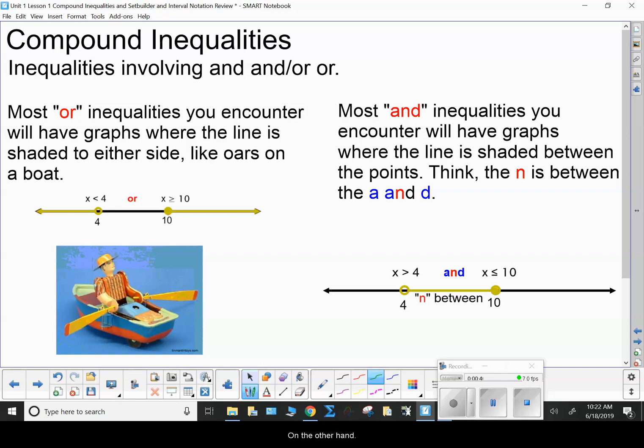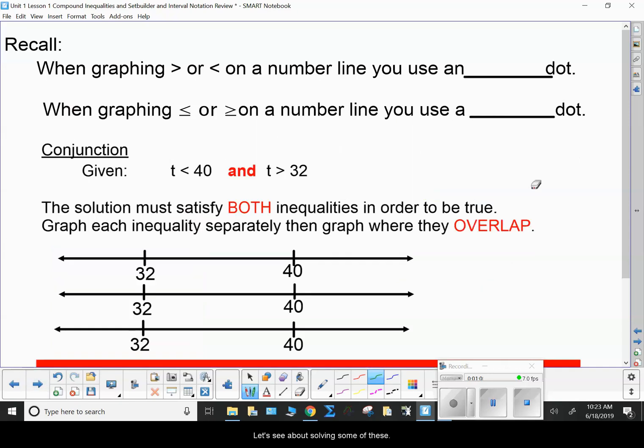On the other hand, most AND inequalities you encounter will have graphs where the line is shaded between the points. Think the N is between the A and the D. X is greater than 4 and X is less than or equal to 10. So you're in between. Now, let's see about solving some of these.